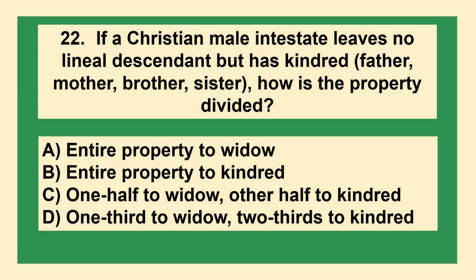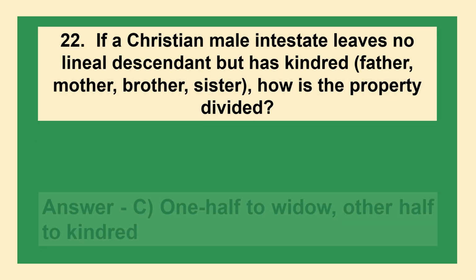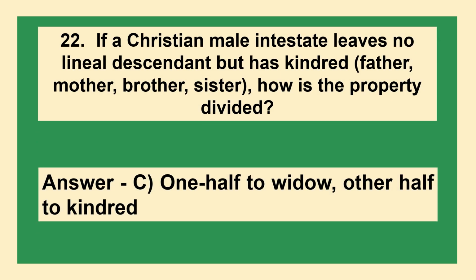If a Christian male intestate leaves no lineal descendant but has kindred, father, mother, brother, sister, how is the property divided? Option A, entire property to the widow. B, entire property to kindred. Option C, one half to widow, other half to kindred. D, one third to widow, two thirds to kindred. The answer is option C, one half to widow, other half to kindred.